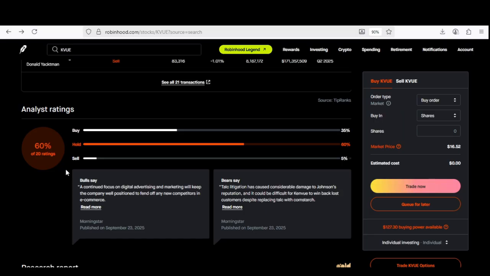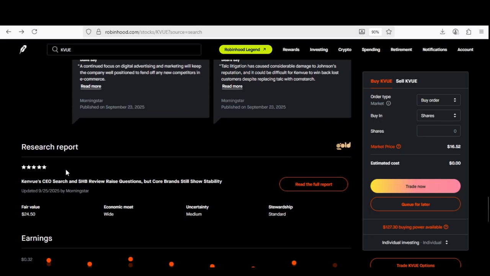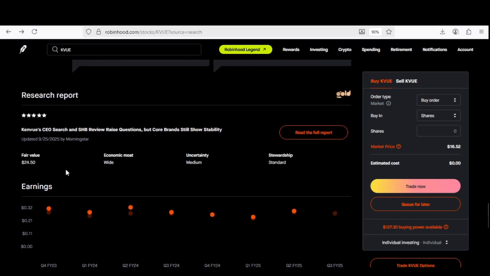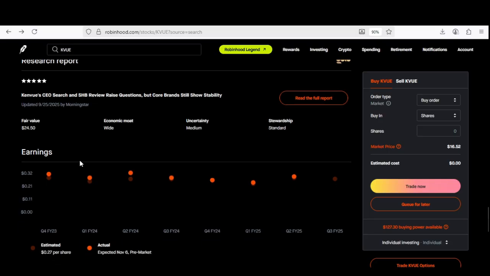Now let's go ahead and go to the last thing before I get into the option strategy, which is going to be the research report. Now right here, based on the research report, you can see that this stock has a 5-star rating based on Morningstar. 5-star rating, I do not need to tell you, that's a very, very good rating. One more thing is going to be the fair value. The fair value is $24.50.